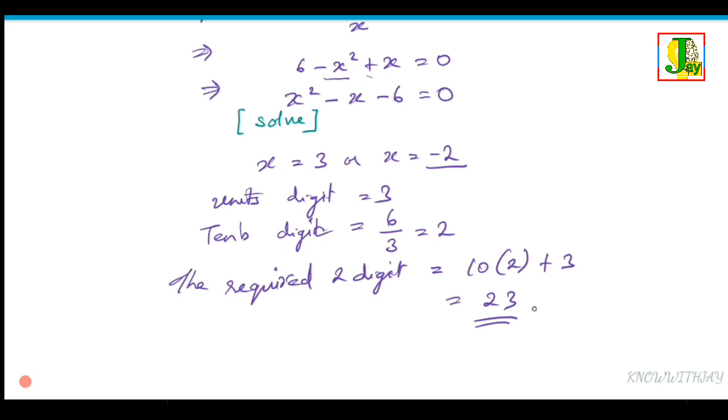Now if you want to verify, if you add 9 to this number, you get 32. So you get the reverse number if we add 9 to 23. So it fulfills our required condition. Hence the required 2-digit number is 23.